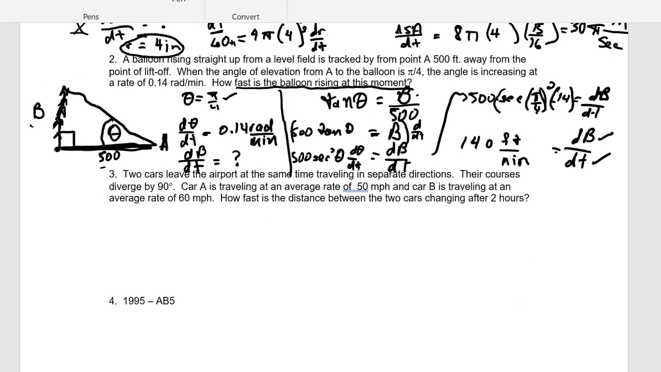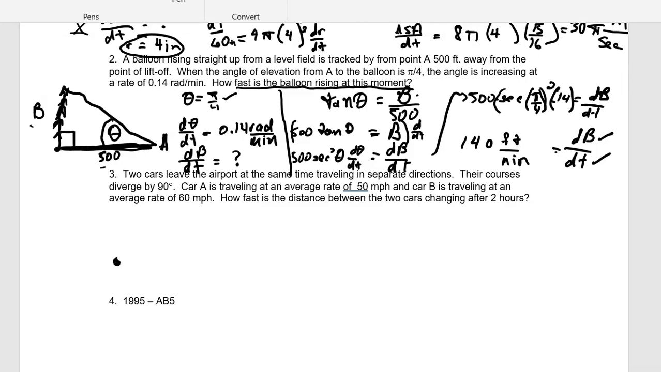All right, number 3, 2 cars leave the airport at the same time, traveling in separate directions. Their courses diverge by 90 degrees. Car A travels at 50 miles per hour. Car B is traveling at an average rate of 60 miles per hour. How fast is the distance between them changing? So, what direction are we going? Yeah, it doesn't really say.